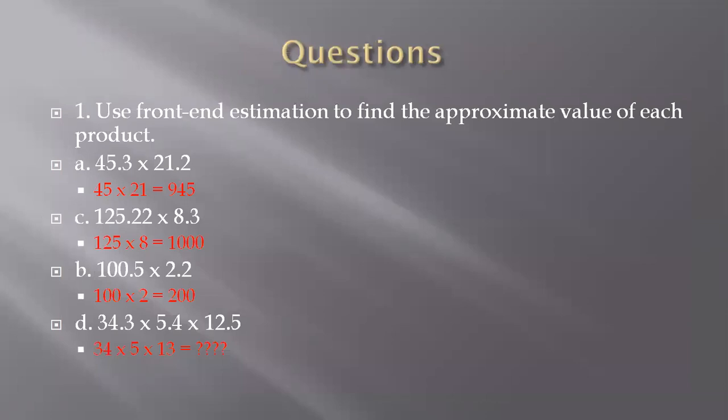Use front-end estimation to find the approximate value of each product. So 45.3 times 21.2. Both of these we rounded down. So the answer is 945. The real answer is going to be more than 945 because we rounded down. 125.22 times 8.3 is 125 times 8 equals 1,000. And 100.5 times 2.2 is 100 times 2 equals. 234.3. Rounded to 34 times 5 times 13. I rounded for you. Figure out the answer.